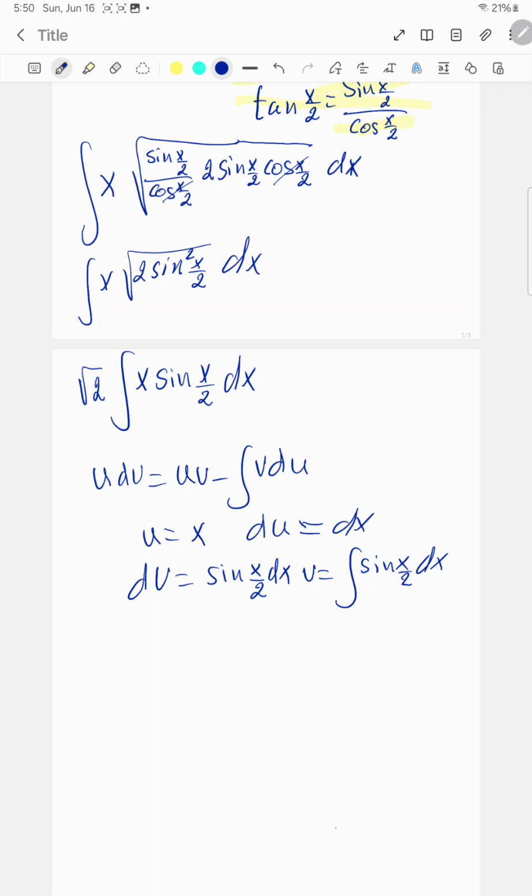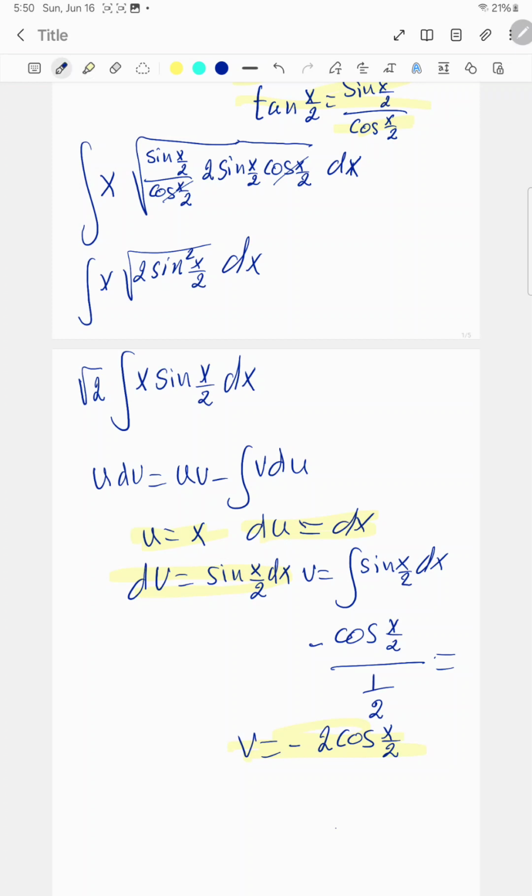So I know the integral of sine is minus cosine, and because I have x divided by 2, it becomes minus cosine x divided by 2 divided by 1/2. So it becomes minus 2 cosine x divided by 2. So this is my v. Let's highlight them: my v is equal to this, my dv is equal to that, my u is equal to this, and my du is equal to that.